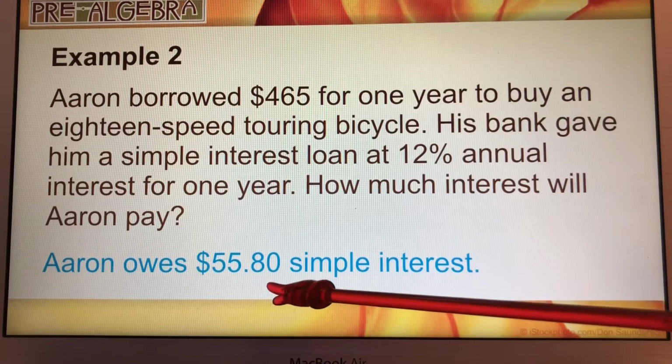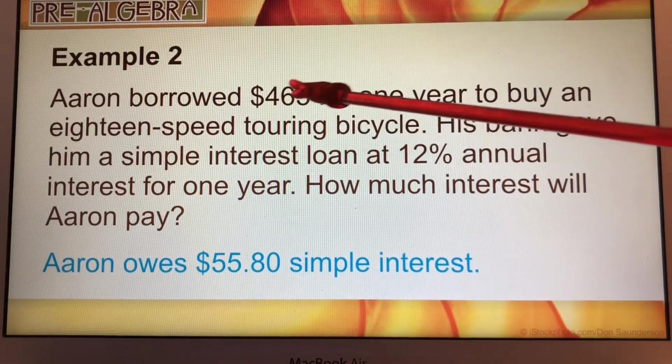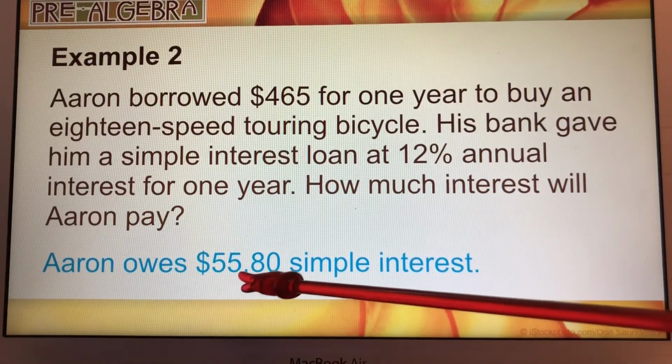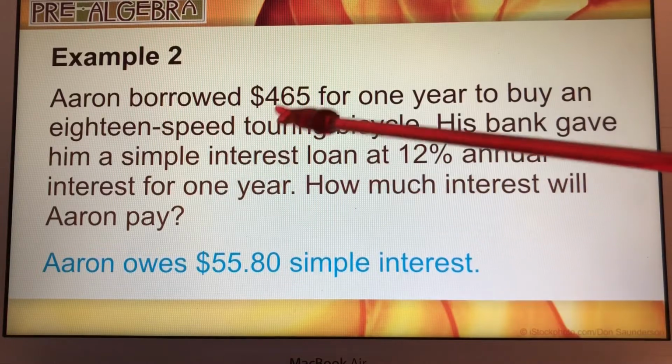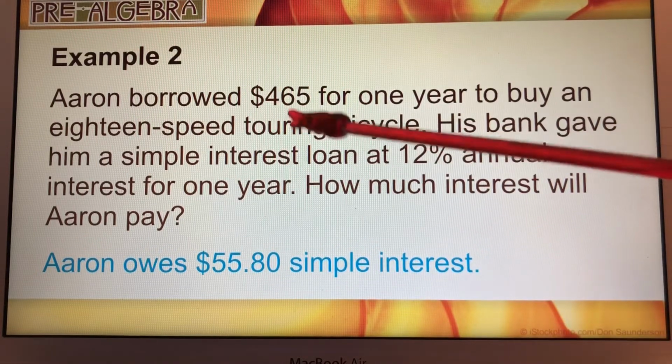Now, if we were to add and say what was Aaron's total amount that he must pay, that means the amount that he borrowed, $465 plus $55.80. That is going to be the total amount of money that he has to pay at the end of the year from the loan and the interest.